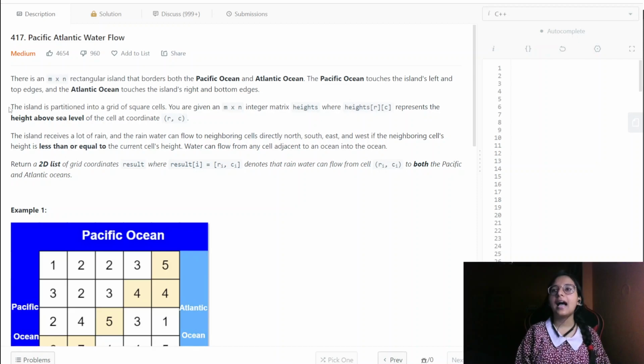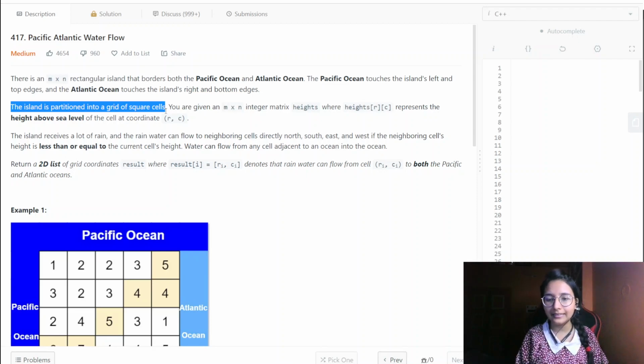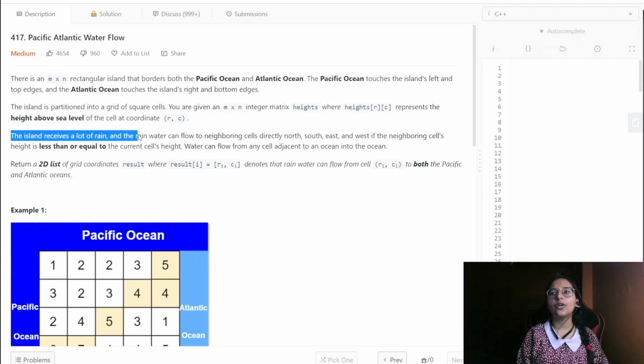Then the island is partitioned into a grid of square cells, and you are given an M cross N integer matrix heights, where heights[r][c] represents the height above sea level. R represents the row and C represents the column, basically the X and Y axis you can say.